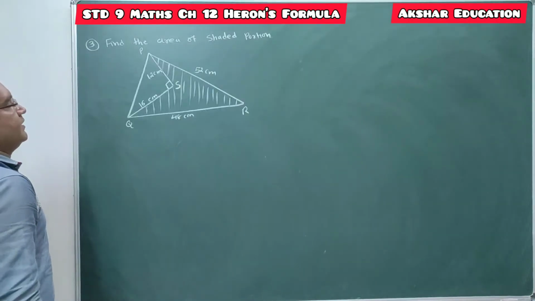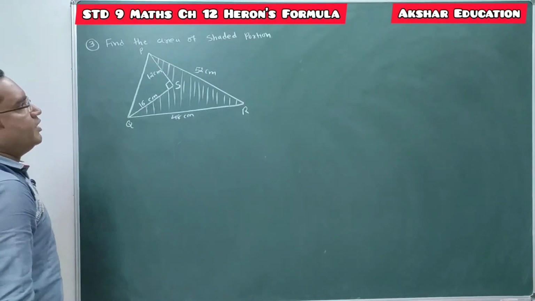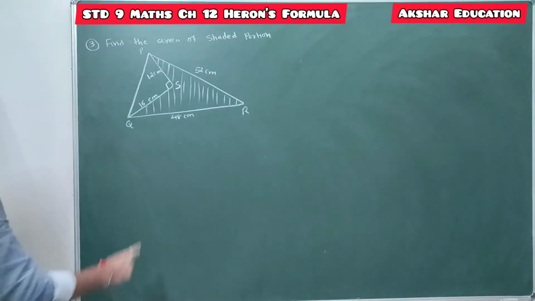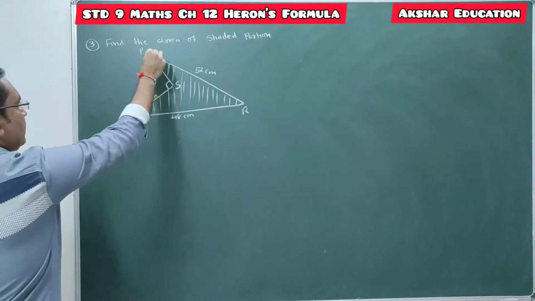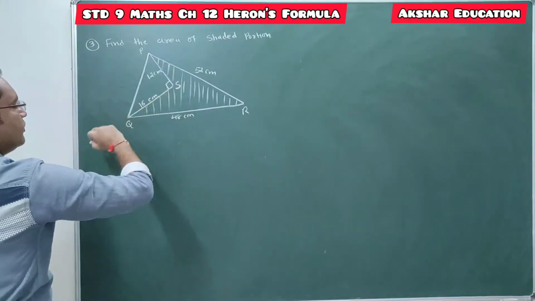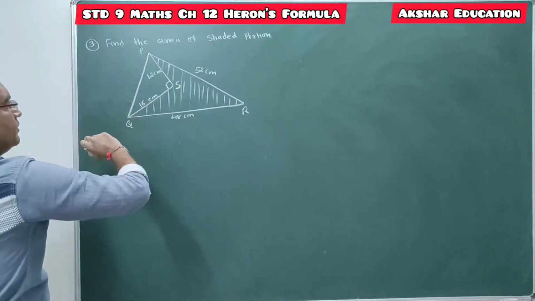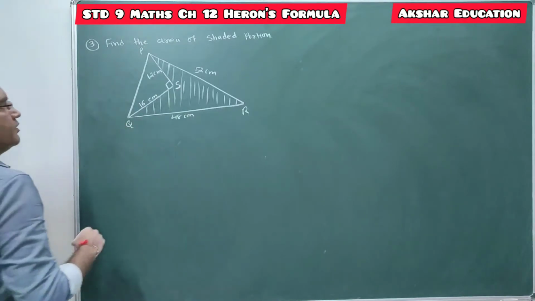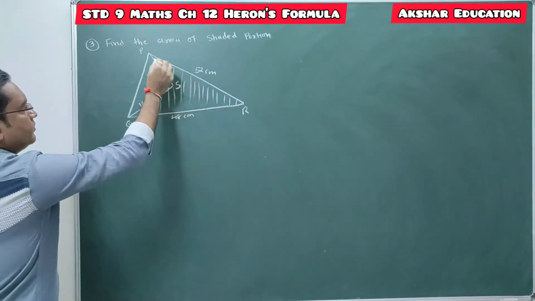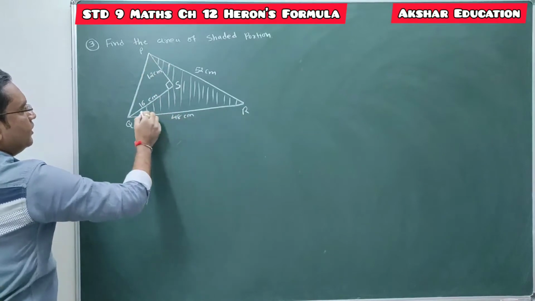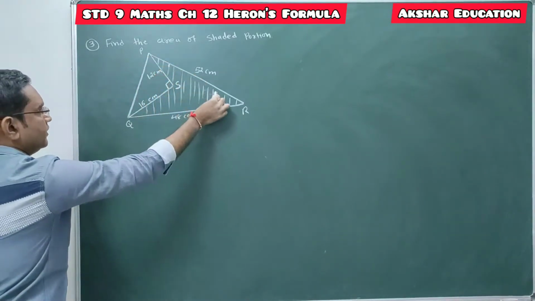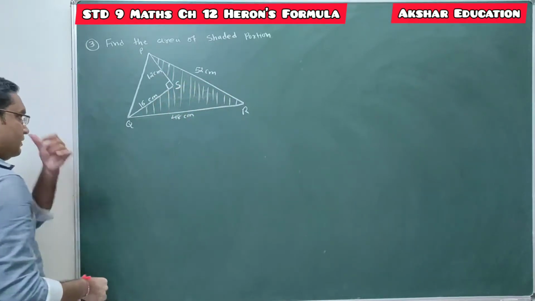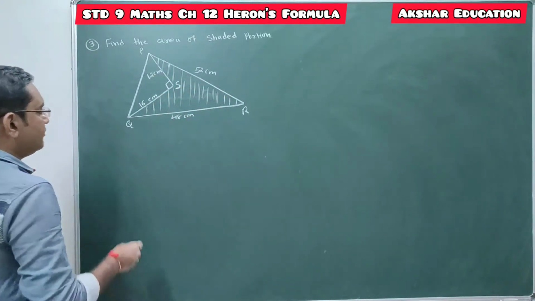Now question number 3. Here you have to find the area of this shaded portion. So one triangle PQR is given. In triangle PQR, one right angle triangle PSQ is given, dimensions are given, and you have to find the area of the shaded portion. Shaded portion, that is area of triangle PQR minus area of PSQ. So we are getting the area of the shaded portion. This is our shaded portion. Then you have to find this area. So what is the area of shaded portion?